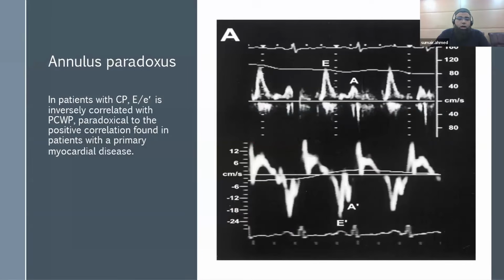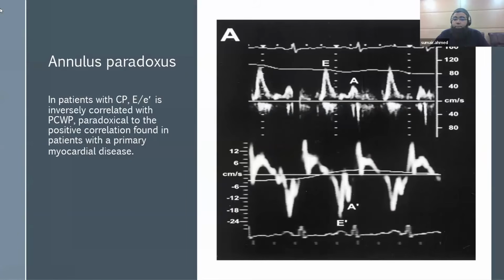Again, annulus paradoxus. What is an annulus paradoxus? We see that in patients of restrictive cardiomyopathy or other myocardial diseases, whenever the pulmonary capillary wedge pressure is raised and EA shows grade 3 diastolic filling, we normally see the highest filling pressures and a high E to E prime ratio. But here it is paradoxical.